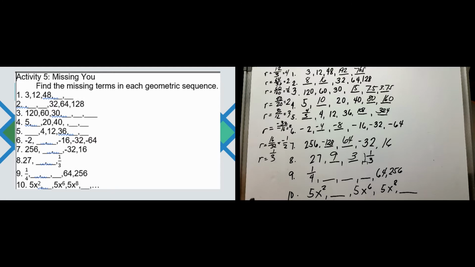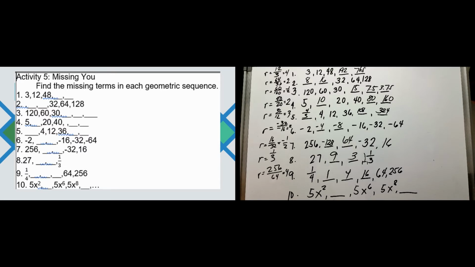Number 9, we're going to have there 256 divided by 64, which will give you 4. Okay? So, 1/4 times 4 is 1, times 4 is 4, times 4 is 16, times 4, 64, times 4, 256.